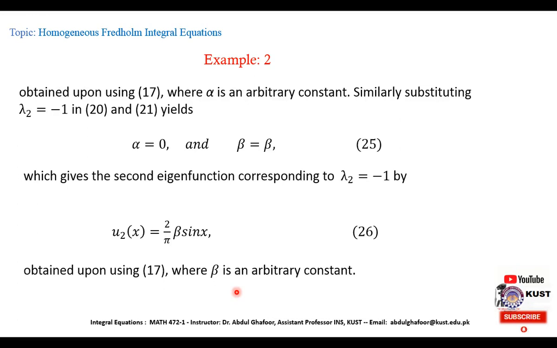Similarly, lambda 2 equal to minus 1 is the case when beta is equal to beta and alpha is equal to 0. Using this in equations 20 and 21, we get lambda 2 equal to minus 1. This is another eigenvalue, and the corresponding eigenfunction can be found from equation 17 by plugging in beta equal to beta and alpha equal to 0, and that is u2 of x equal to 2 by pi beta sine x. So you saw that for more than one separable kernel, there is a system of algebraic equations. From that system we can find the eigenvalues, and then the corresponding eigenfunctions. These eigenfunctions are basically our solutions.